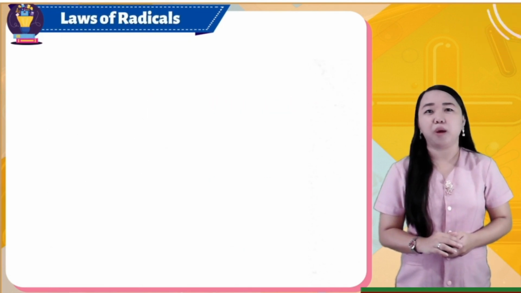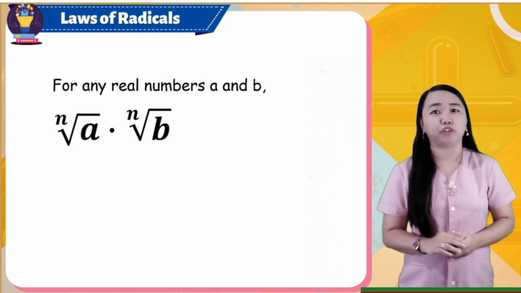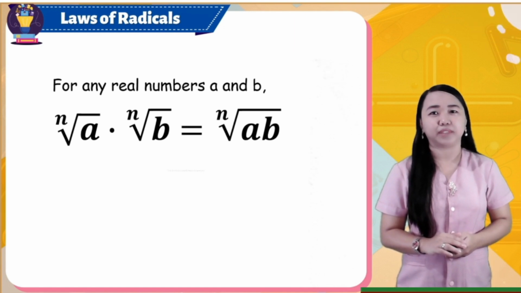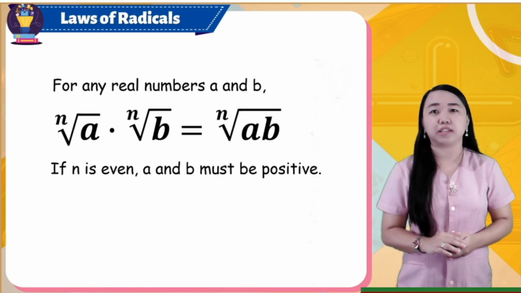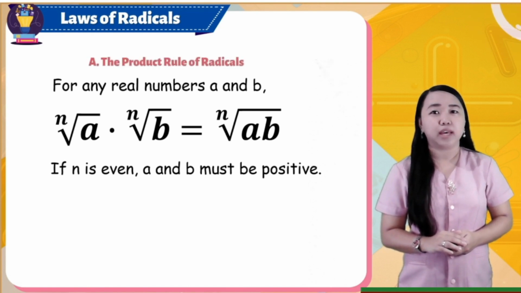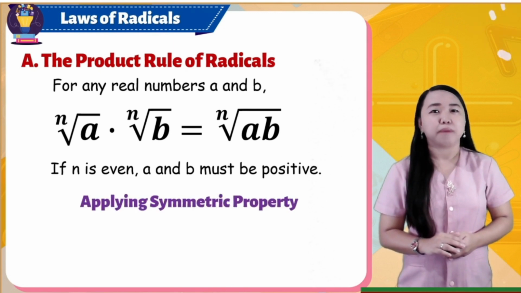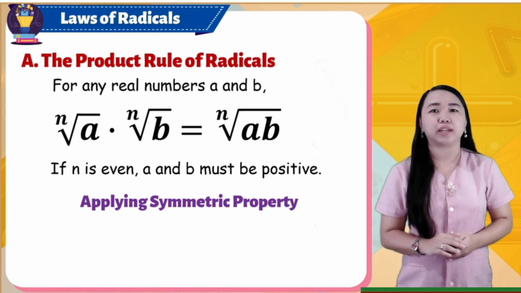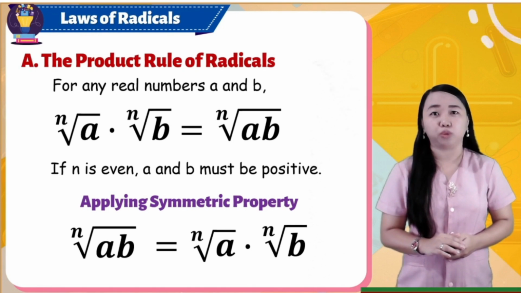For any real numbers a and b, the nth root of a times the nth root of b is equal to the nth root of ab. If n is even, then a and b must be positive. This is what we call the product rule of radicals. Likewise, by symmetric property, the converse of the product rule for radicals is the nth root of ab is equal to the nth root of a times the nth root of b.